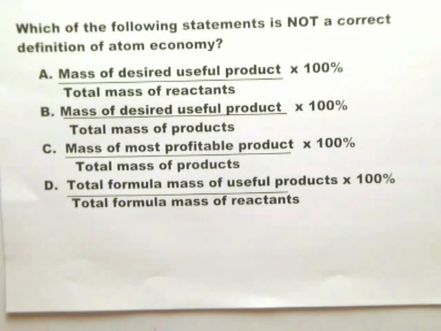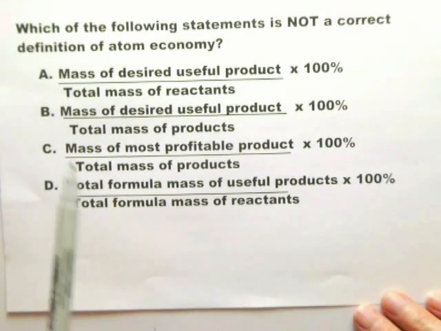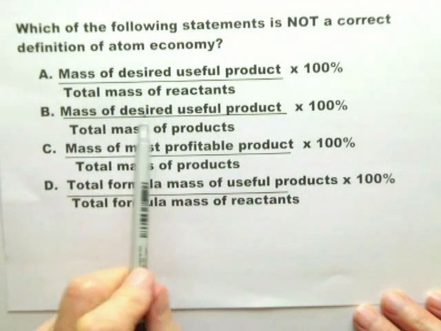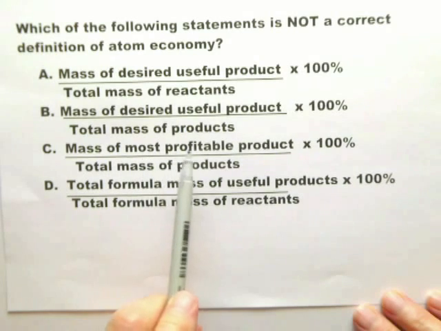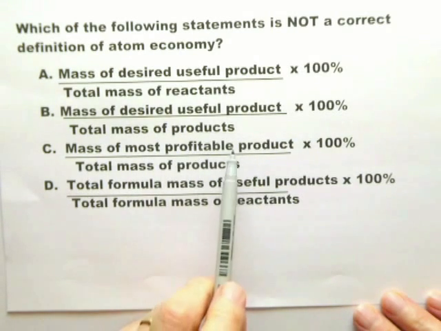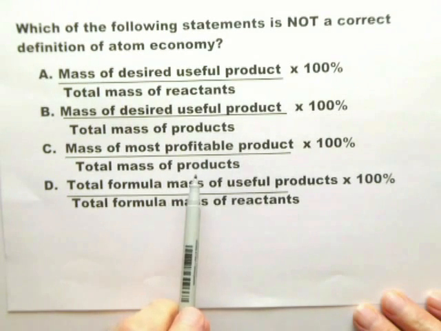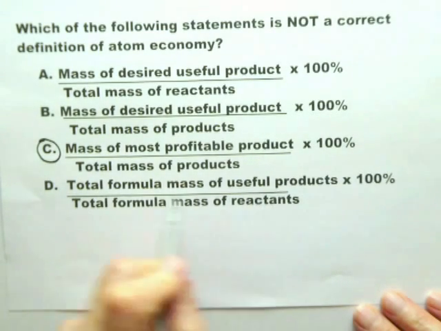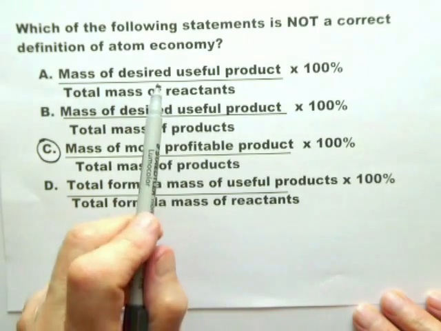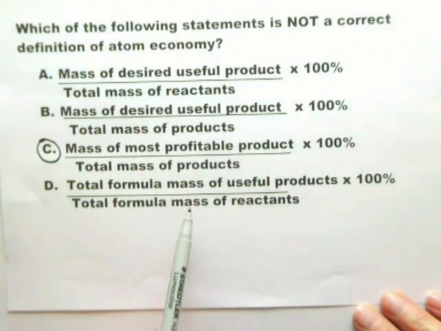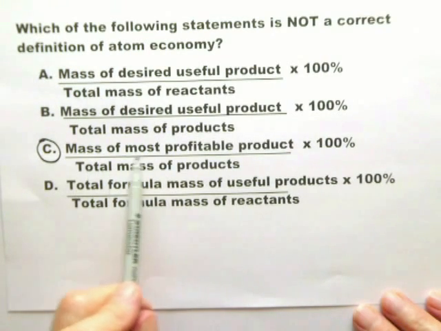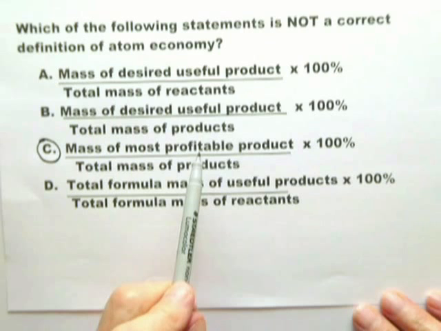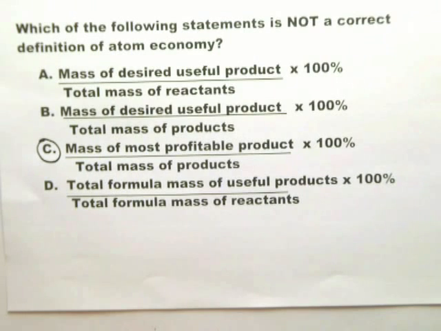This is another one where you're looking for the one that is not correct. So let's see. That's possibly correct, possibly correct. This is not correct. The mass of most profitable product over total mass of product? No, that is definitely not correct. Total formula mass of useful products? Yes, that's probably correct. Without even investigating this one and this one too closely, you can immediately see this one is wrong, because atom economy is not about profitability. And I think that can be done in 10 seconds or so.